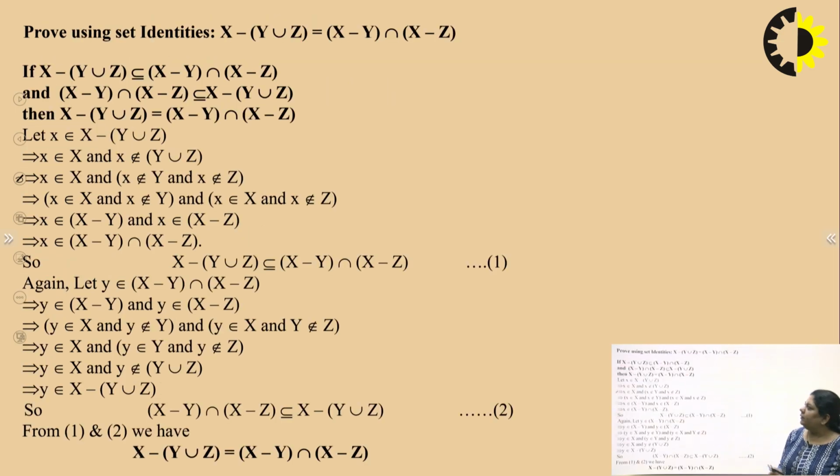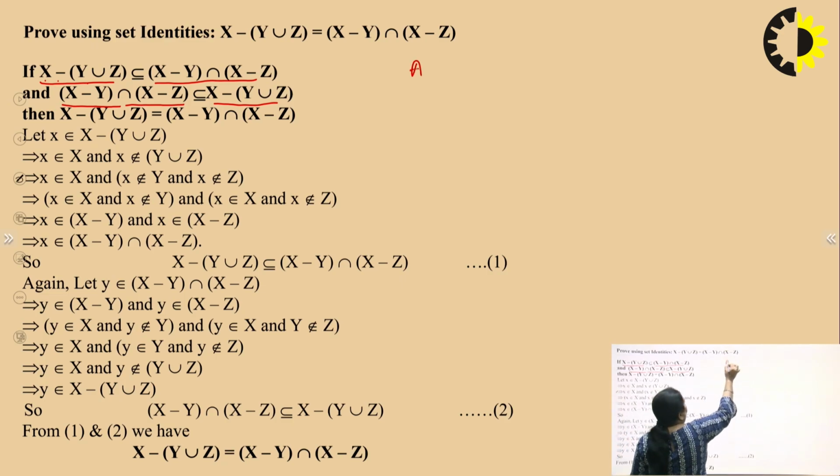Let's see another. Now it is not any law that we are going to prove. This is a common question: X minus (Y union Z) is equal to (X minus Y) intersection (X minus Z). We have to prove this. Let's see how we can prove it. So we have to prove that X minus (Y union Z) is a subset of (X minus Y) intersection (X minus Z), and (X minus Y) intersection (X minus Z) is a subset of X minus (Y union Z). That is vice versa.